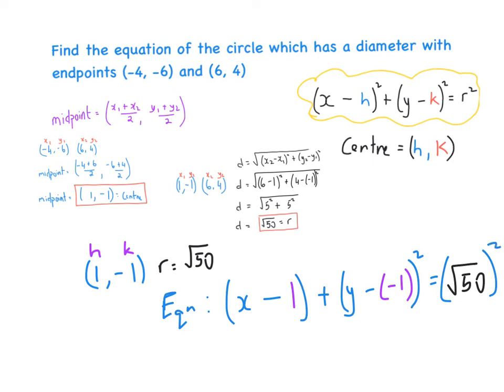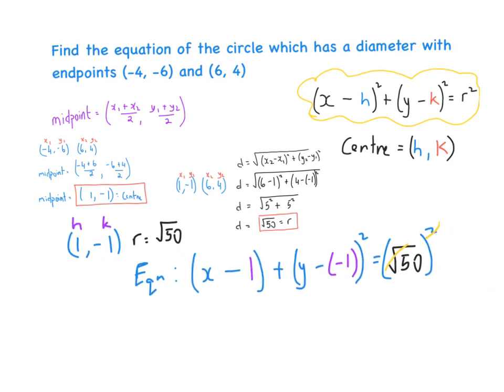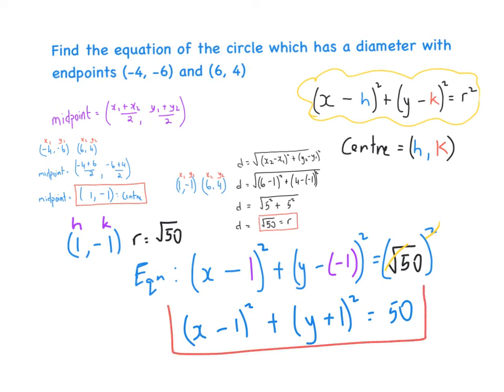So we'll straight away, that square root and square sign can cancel out, and we have x minus 1 squared plus y minus by minus is plus 1, all to be squared is equal to 50. And that's the equation of our circle. We can leave it in that format unless they specify that they want it expanded out.